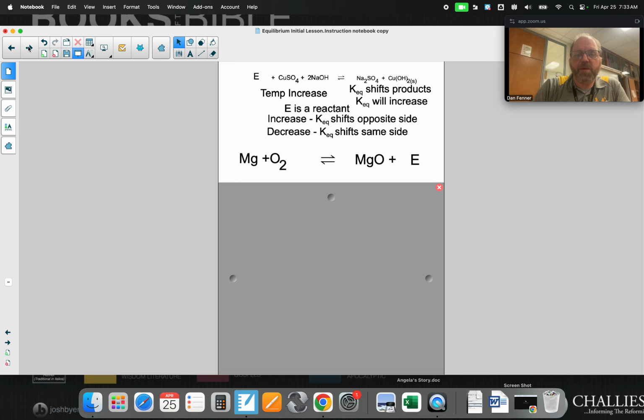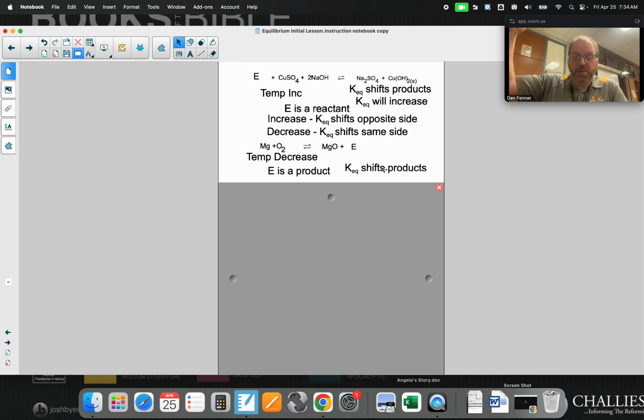Let's look at this one. Now we're doing magnesium plus oxygen equals magnesium oxide. We're saying this reaction is exothermic because energy is a product. Oh, let's go back there. Energy is on the product side. So therefore, if I'm going to decrease it, I'm pulling that plug there. It's going to shift towards the product. Again, the KEQ is going to get bigger, and you're going to get more products and less reactants in that way.